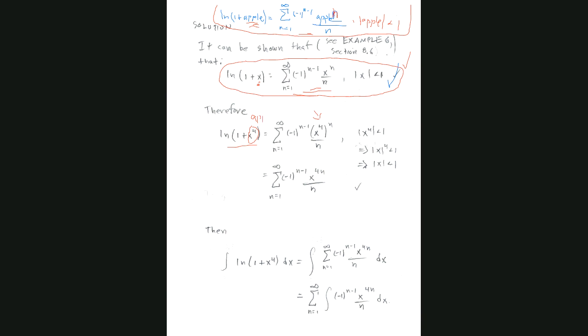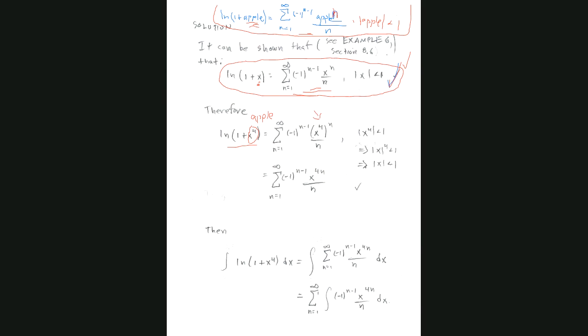Okay, so you can make use of the established formula for the log of 1 plus x and just replace the x with x to the 4th. The x to the 4th is your apple. And so that allows you then to get a power series for the log of 1 plus x to the 4th.